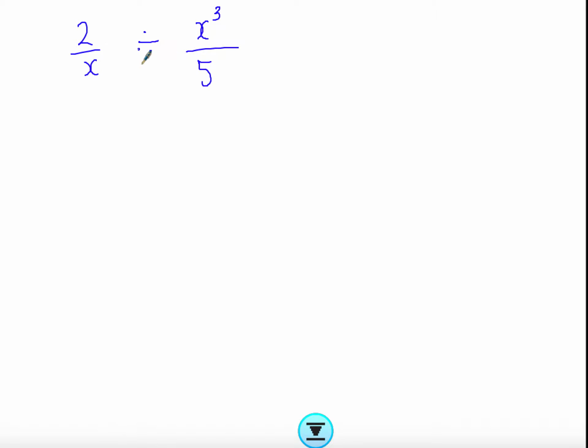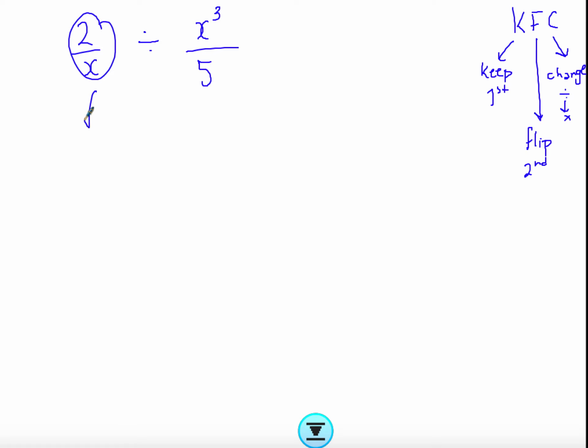So the way we teach dividing fractions is, you can remember KCF, or I sometimes teach it as KFC, which is you keep the first fraction, you don't change it. You flip the second fraction, and then you change the sign. So the division becomes a multiplication. So KFC. So we keep this as it is.